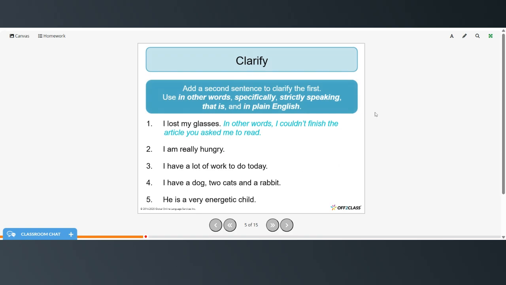So now add a second sentence to clarify the first. Use in other words, specifically, strictly speaking, that is, or in plain English. And here's an example. I lost my glasses. In other words, I couldn't finish the article you asked me to read. Now these are your own ideas, so feel free to share these in the comments and I will be glad to give you some feedback, or you can give feedback to the other students who list comments.